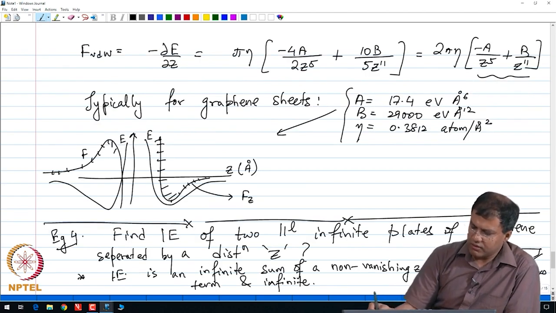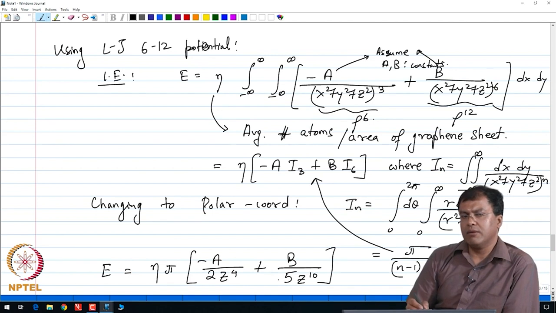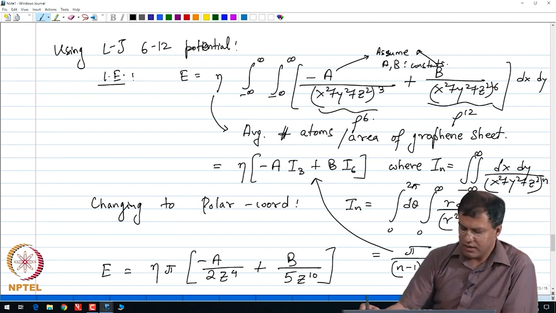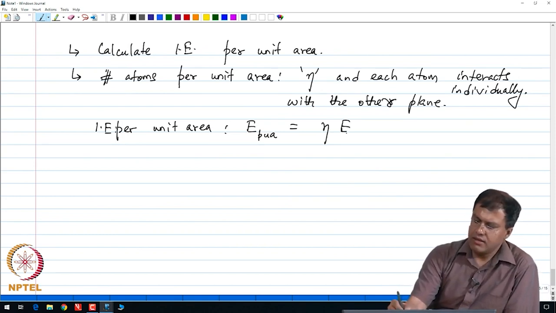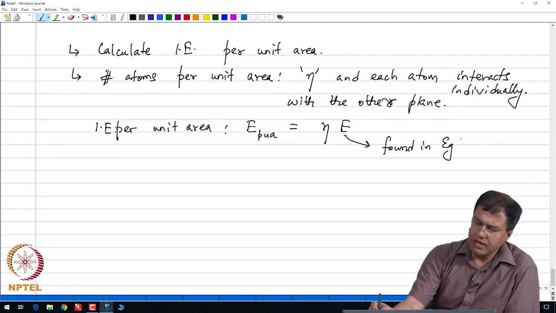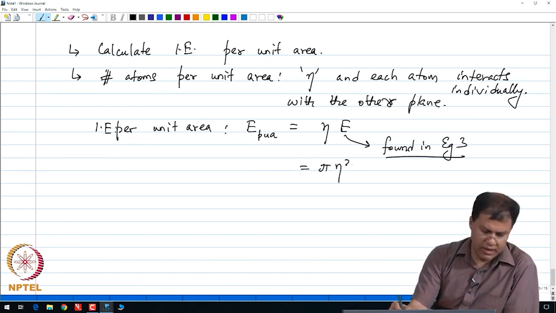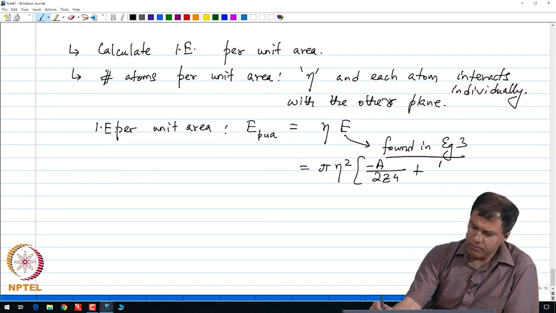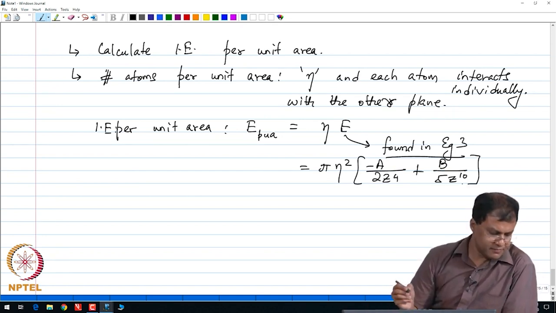So, the answer was pi eta times this quantity times eta, where eta is the number of atoms of the second sheet per unit area, right. So, this is eta times E, where E is found in example 3 that we discussed few minutes back. And let me write down the answer. So, this is pi eta square times minus a by 2 z to the power 4 plus b by 5 z to the power 10, right.